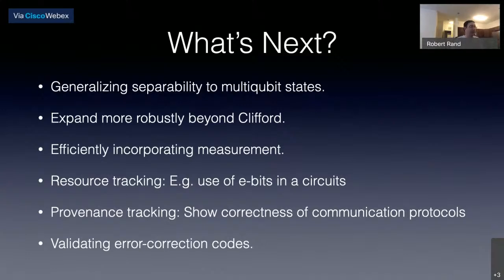And then there's a whole bunch of applications, including resource tracking of Ebits, provenance tracking, which we can use to show that quantum communication protocols are not allowing illicit exchange of qubits. And we also hope to use this to validate error correction codes, which has a very nice correspondence with the work that we've been doing.